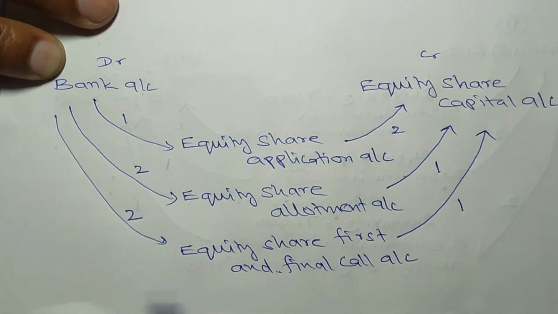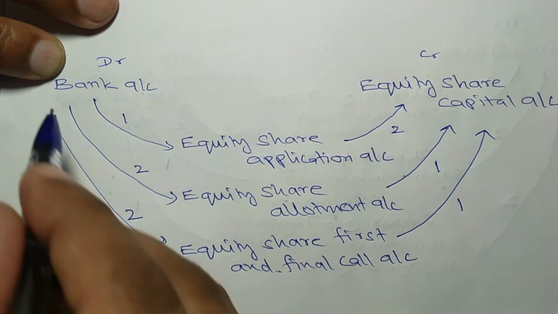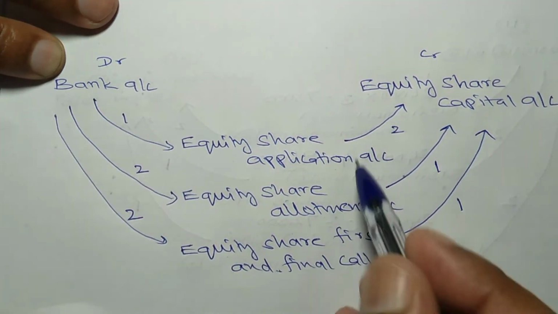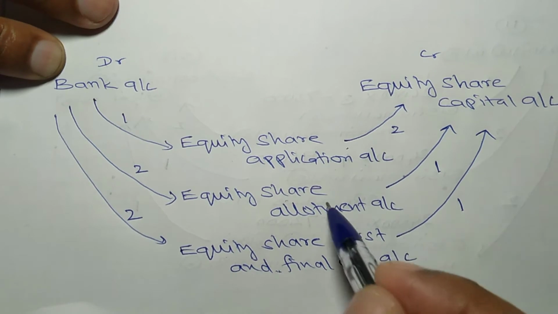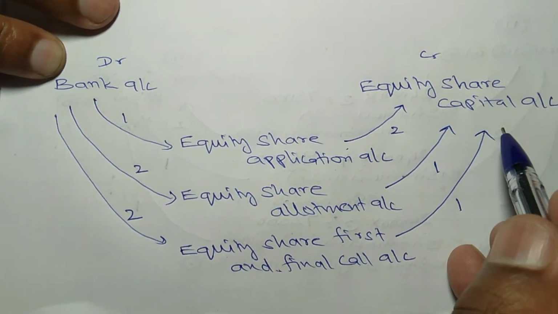So bank comes, that money received: application money received, allotment money received, first and final call money received. Capital comes due: not the first one, that is transferred to capital account, the second and third ones are due: allotment money due, first and final call money due. In this way you should write.